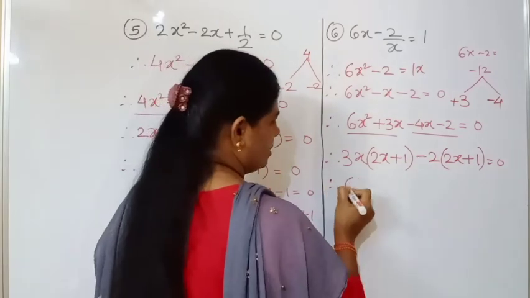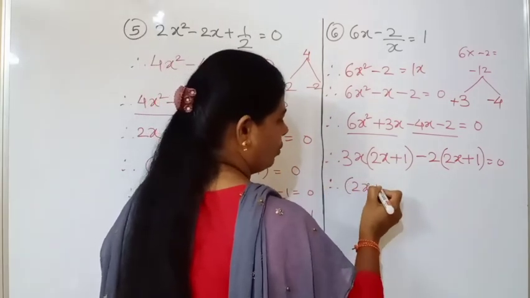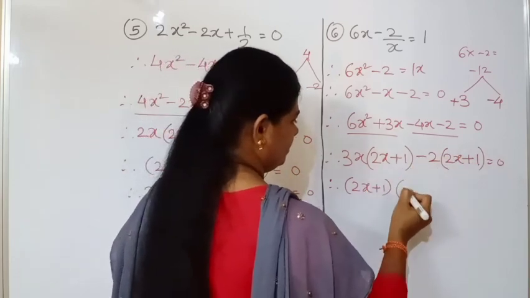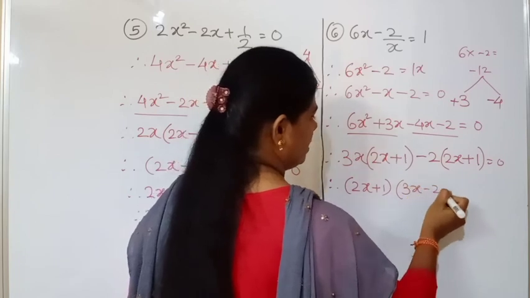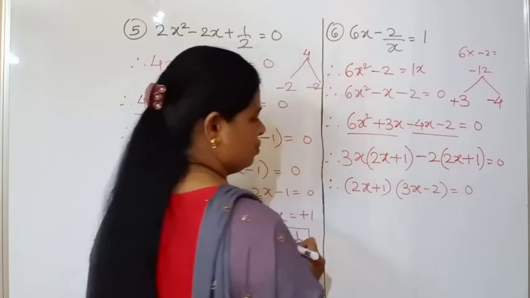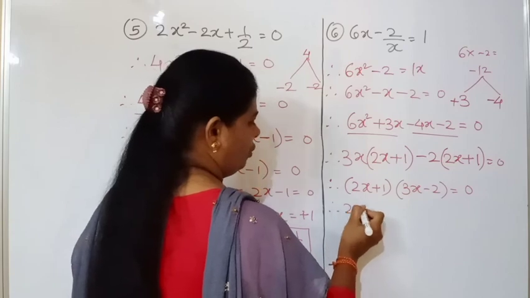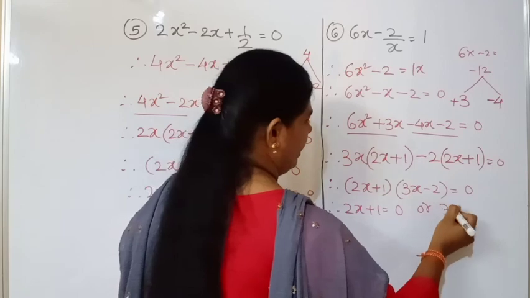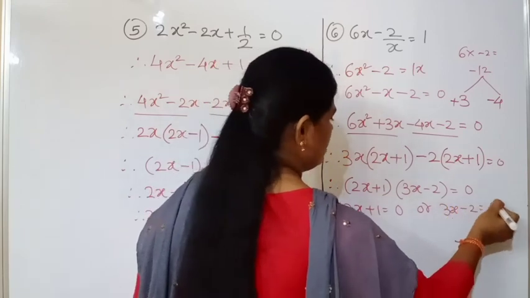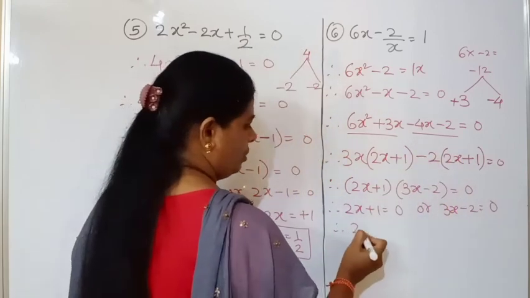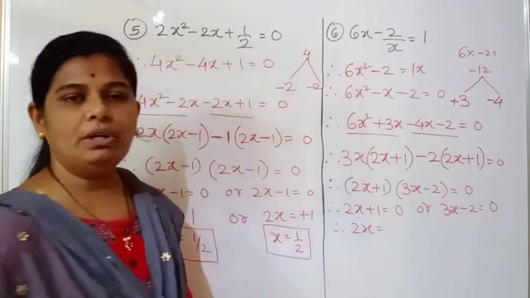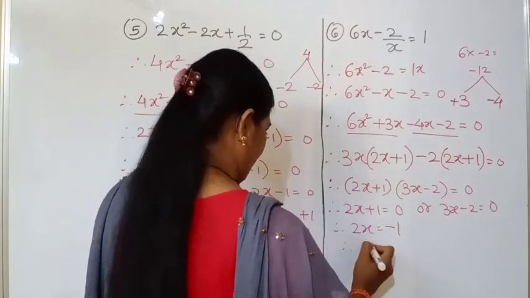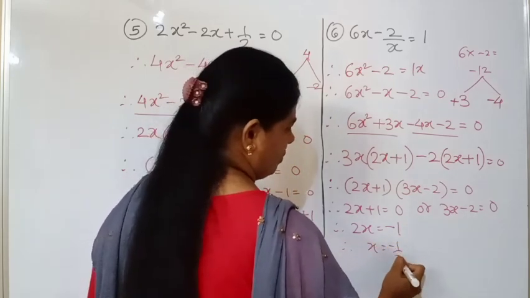Now what are the factors, or we have to form the two brackets. First bracket, that is 2x plus 1. Second bracket is 3x minus 2 equal to 0. Therefore, make the two parts: 2x plus 1 equal to 0 or 3x minus 2 equal to 0. Okay. Now, 2x equal to plus 1 will shift towards 0. It will become minus 1. Okay. And therefore, x equal to minus 1 upon 2.